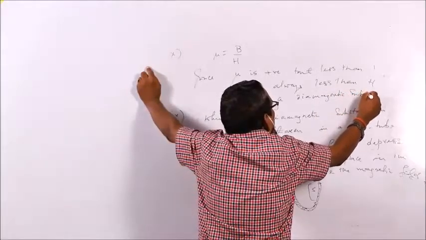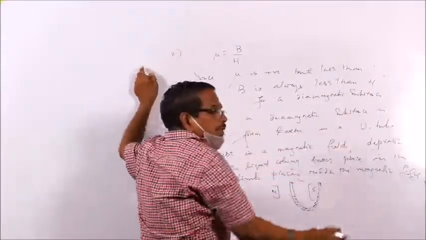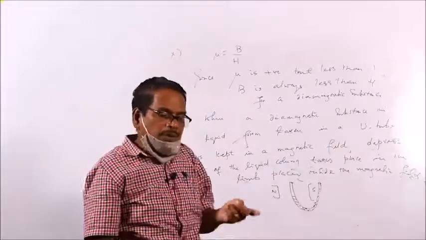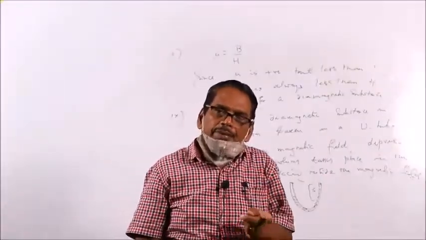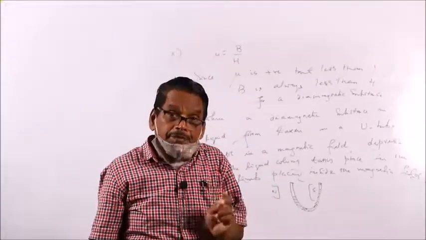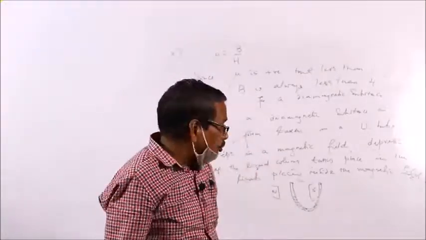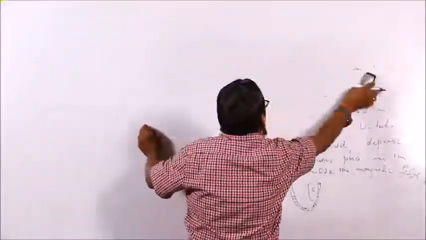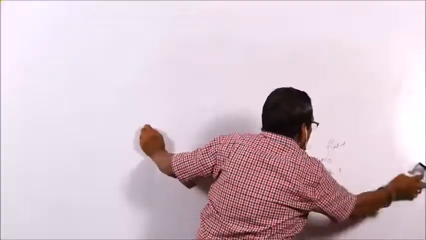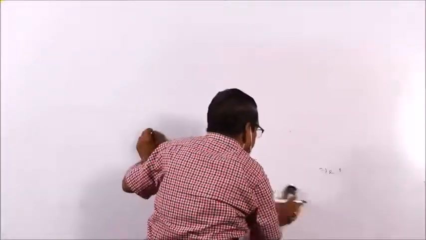So these are some properties of diamagnetic substance. The most important properties are that diamagnetic susceptibility is negative and diamagnetic susceptibility is independent of temperature. These are two important properties. Remember them. Next we will go to paramagnetic substance.